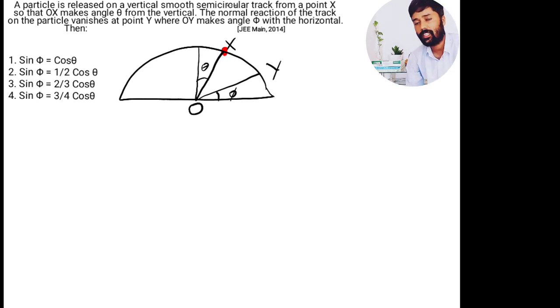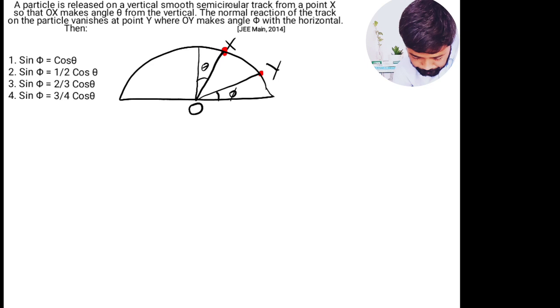So for the first 20 questions, there will be 4 options, and only one option is correct. This belongs to that first set of 20 questions. Okay, this was asked in the mains 2014 exam. Now let us solve this question. Now see, when the particle reaches Y, the same particle, which I have shown with this red dot, there won't be normal reaction. It means it is leaving the surface.